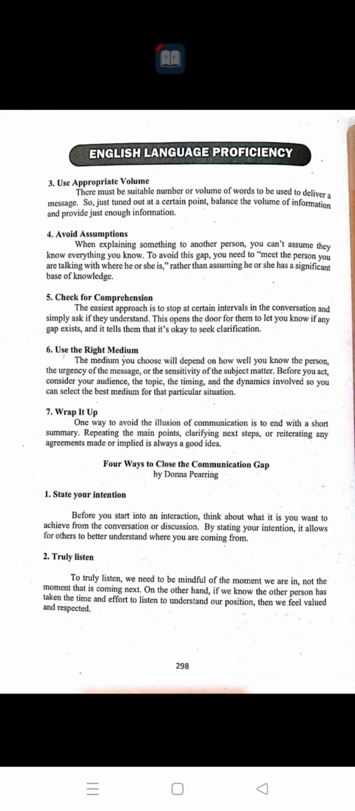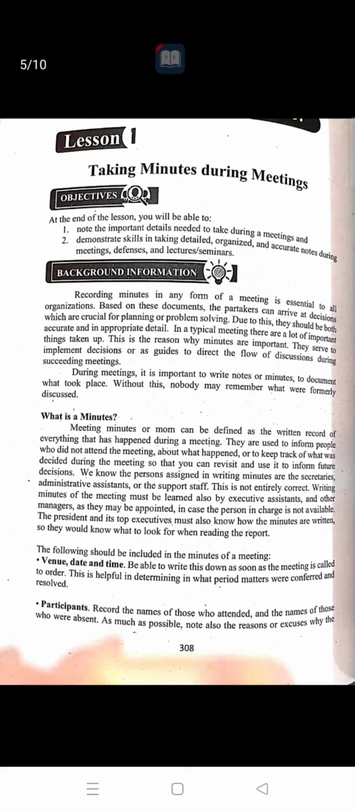Next one, we also have here taking minutes during meeting. This is already lesson 1 for chapter 9. So, recording minutes in any form of meeting is essential to all organizations. So, this is a work of secretaries or anyone who attends meeting. And then the written document, we call it the record or the minutes of the meeting.